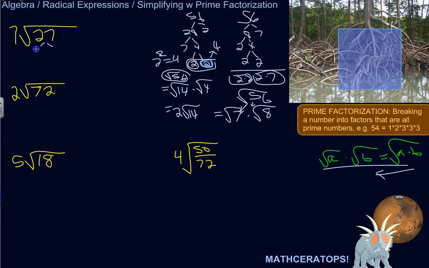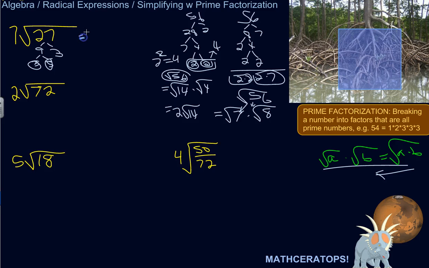So 27 is 9 times 3. 3 is a prime number. 9 is 3 times 3. So 27 is 3 times 3 times 3. So we've got a pair of 3's here. I'm just picking these two, and you could pick this 3 and this 3, whatever.